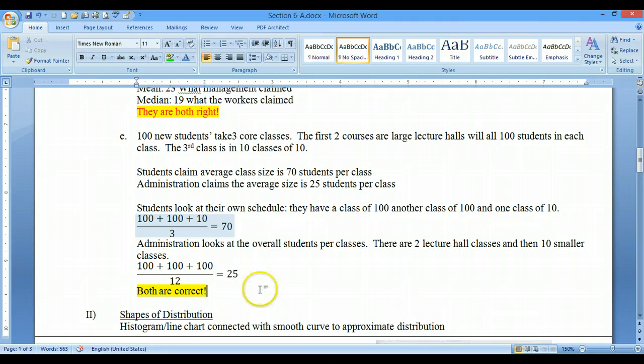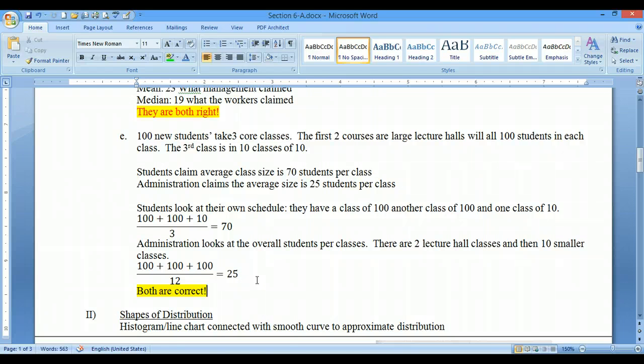They're both correct, and there's different ways to manipulate the numbers, and you need to be aware that sometimes people are trying to use their averages or the mean to favor what they want it to favor.